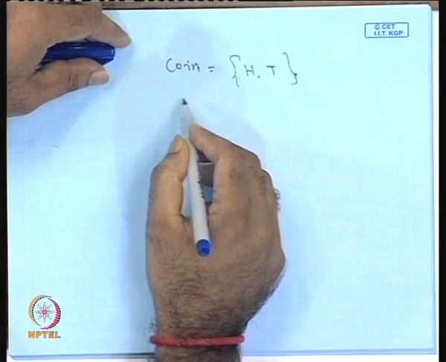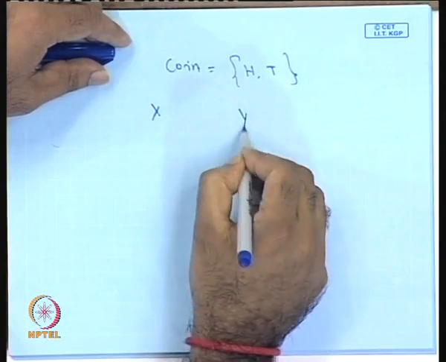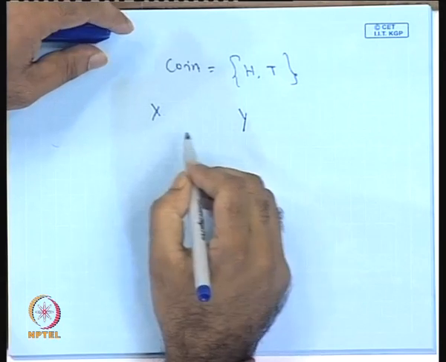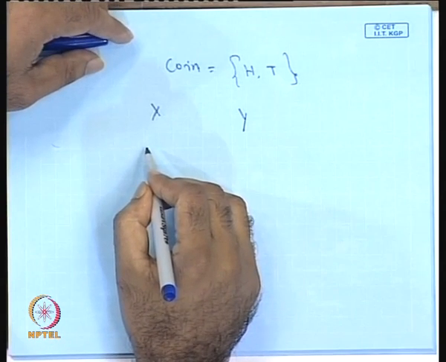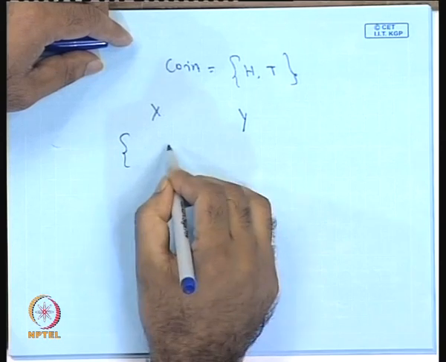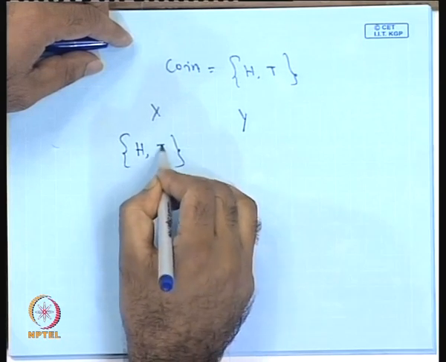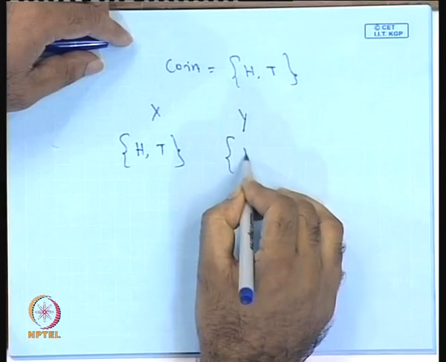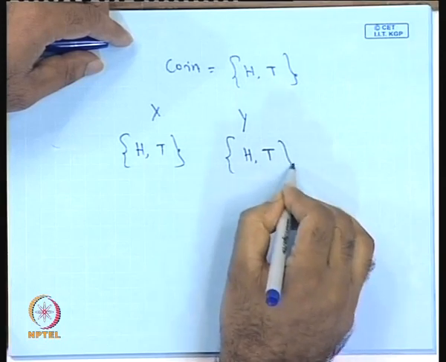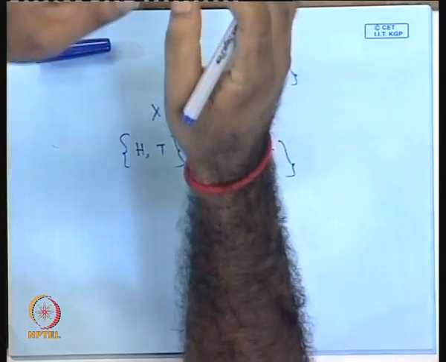Now take another case. There are two persons, say x and y, who like to toss a coin. In x's case the possible outcomes are head and tail, and in y's case the possible outcomes are also head and tail. If both persons toss the coin at the same time, then what is the chance of occurrence?